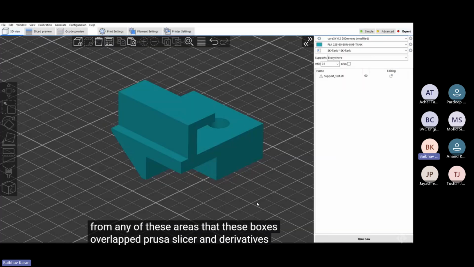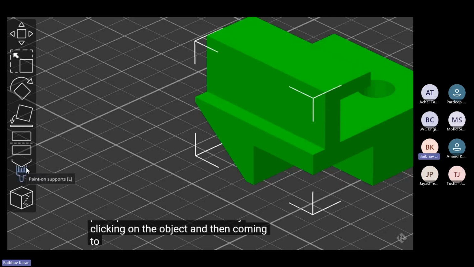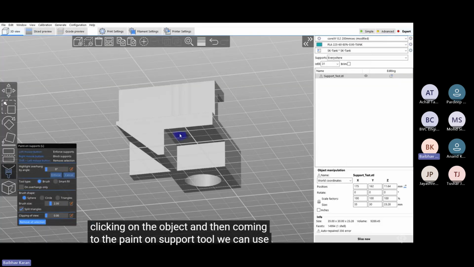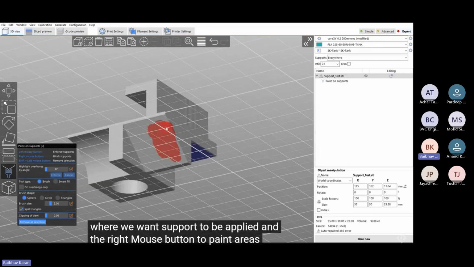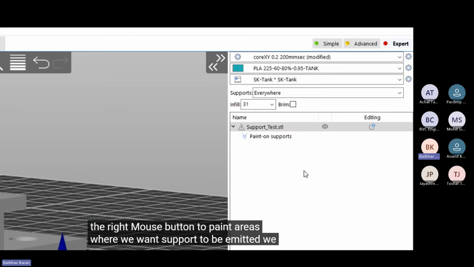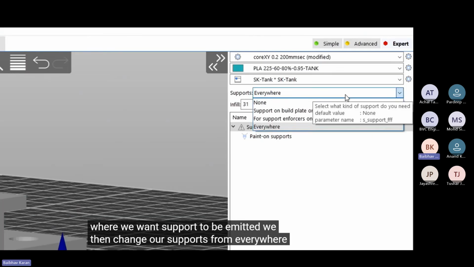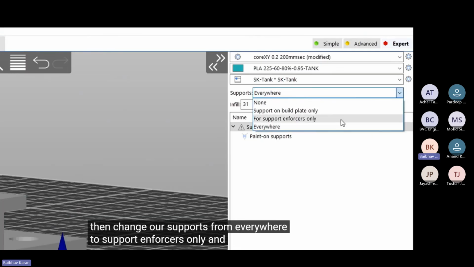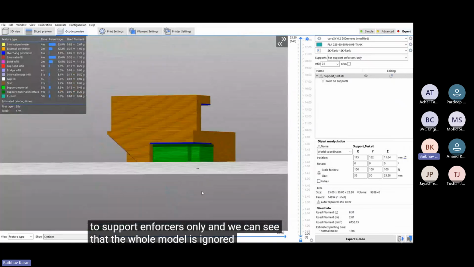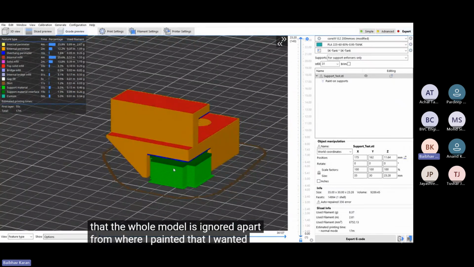Prusa Slicer and derivatives perhaps have the most control. By clicking on the object and then coming to the Paint on Support tool, we can use the left mouse button to paint surfaces where we want support to be applied, and the right mouse button to paint areas where we want support to be omitted. We then change our supports from everywhere to support enforcers only, and we can see that the whole model is ignored apart from where I painted that I wanted support.